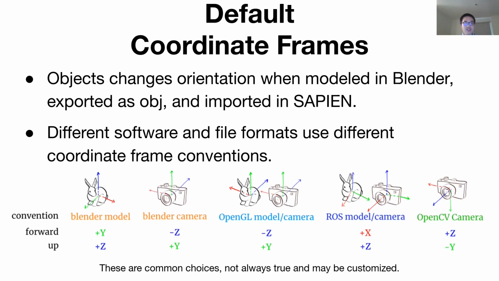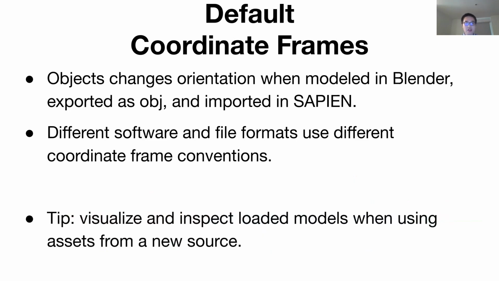In fact, there are many different conventions to represent the orientation of objects and cameras. And here is a list of some of those conventions. And note, these are just some common choices, and they're not always true, and in many cases can be customized. And the general tip is that we should always visualize and inspect the loaded models when using assets from a new source, because we do not know about the default coordinate frame convention for those models.